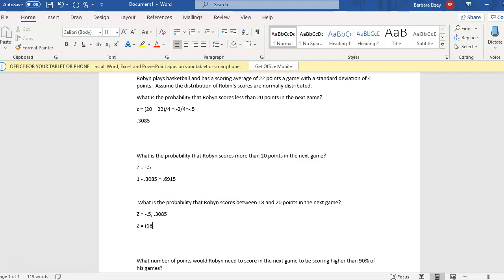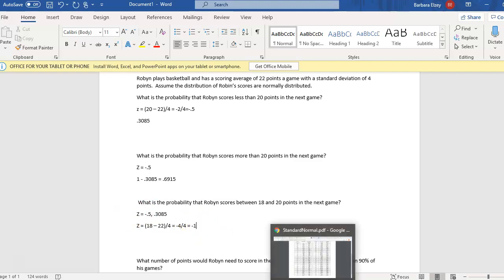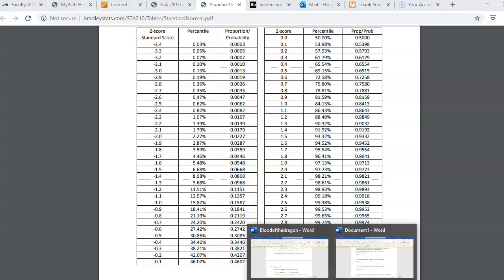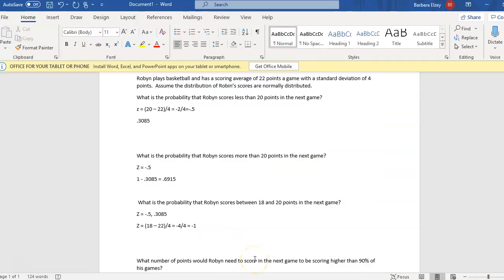So we're going to take 18 minus our mean of 22 and divide it by our standard deviation of 4, which gives us negative 4 on the top over 4, or a negative 1. If we look up negative 1 on that same table we were looking at before, negative 1 is right here, negative 1.0. And notice that the probability that corresponds to it is 0.1587. So I'm just going to put that.